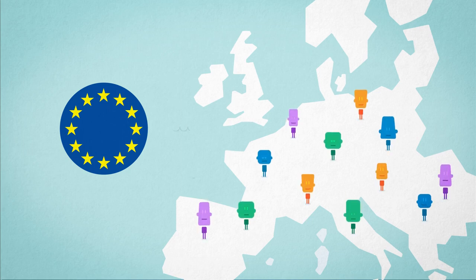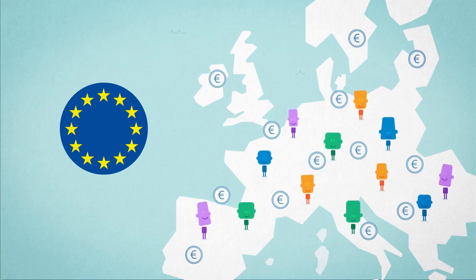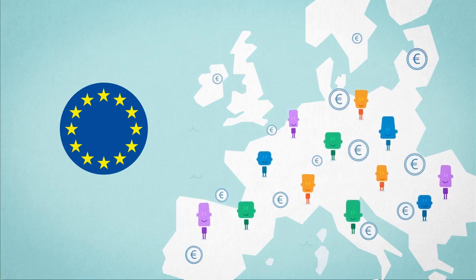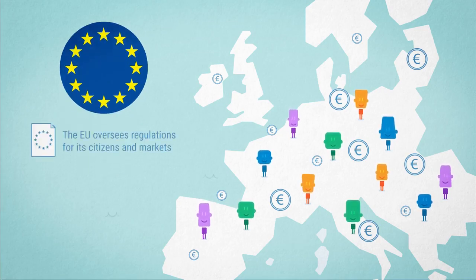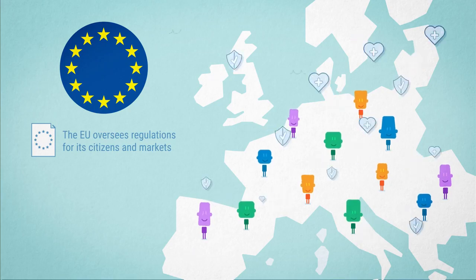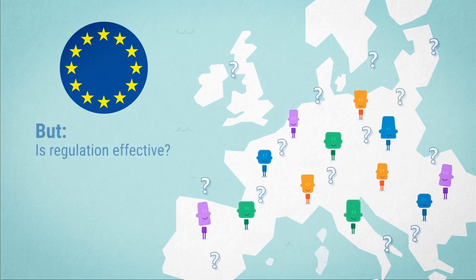Out of the many projects financed by the European Union, some are more effective than others. Choosing the most effective ones is important to give good value for money for the European taxpayers. The EU also oversees regulations that aim to protect its citizens' health and safety and improve the functioning of the single market. But is regulation effective?